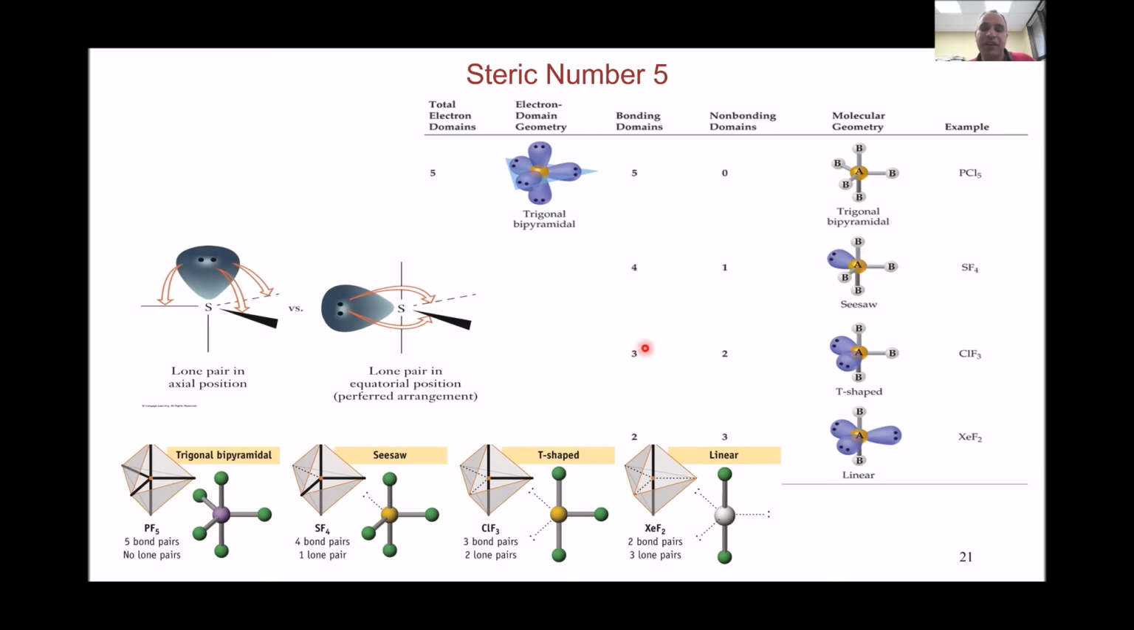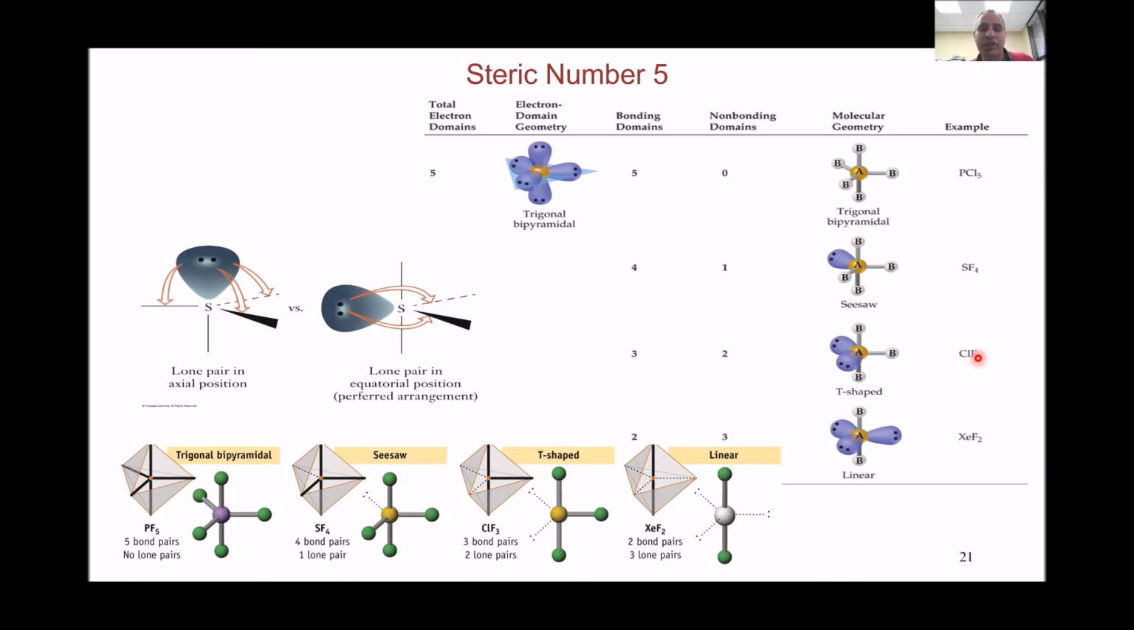If the central atom is using only 3 domains in bonding and 2 are occupied with lone pairs, again, the second lone pair is going to prefer one of the equatorial positions, and that is going to result in a T shape for the molecule, like the case in the ClF3 molecule.